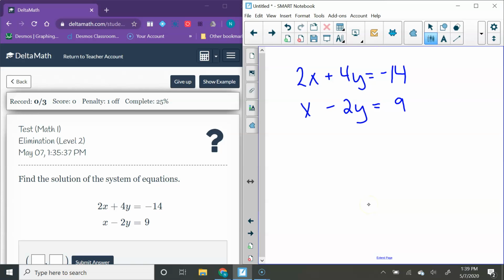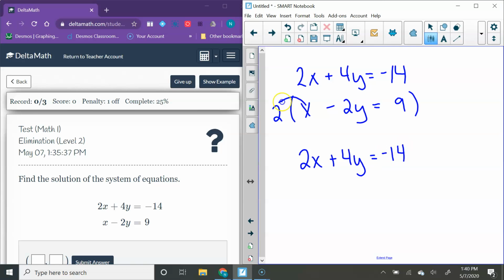So what we're going to have to do is multiply one of these equations so that something will cancel out. Right here I see I've got a positive 4, and if this was just a negative 4, then those would cancel. So to make that a negative 4, I can take this whole entire equation and multiply it by 2. So the top equation stays the same. 2x plus 4y equals negative 14.